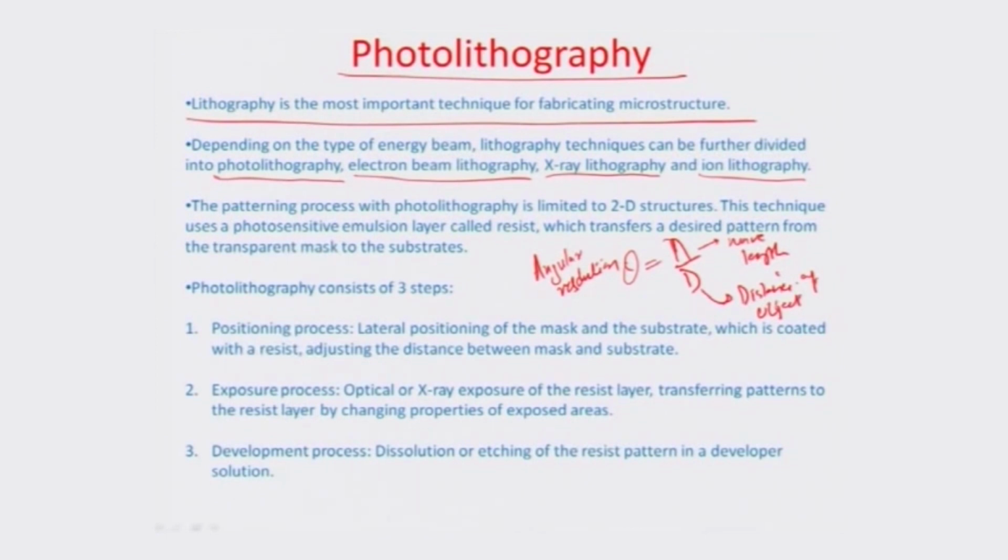So, basically as you see here in this illustration, if the lambda, the wavelength of light, goes down, meaning that the wave is a high energy wave, then obviously the angular resolution theta will also go down, which means that you can distinguish between two objects placed at a closer distance in a better manner.